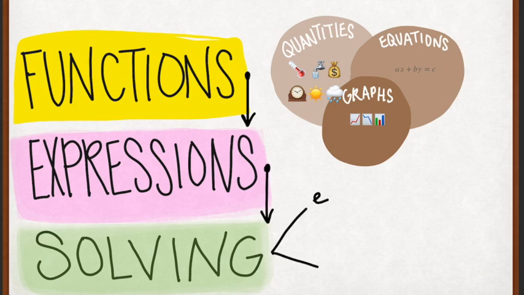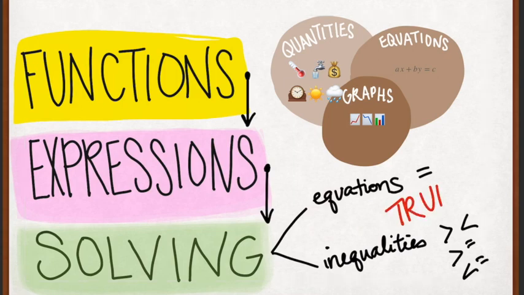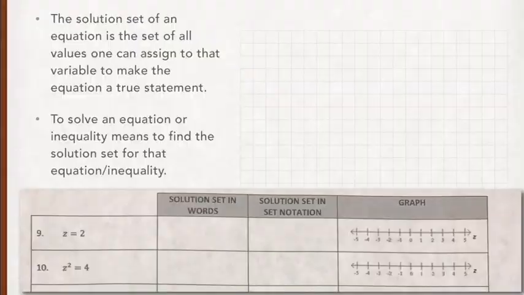Now, when we are solving, we are going to be solving two different things. We're going to be solving equations, and we're also going to be solving inequalities. These two can be easily distinguished because equations will have an equal sign, whereas inequalities will have one of the inequality symbols, and it can be less than or greater than or equal to as well. Now, when we are solving an equation or inequality, we are looking for the values that make the equation or inequality true. Let's look at some examples.